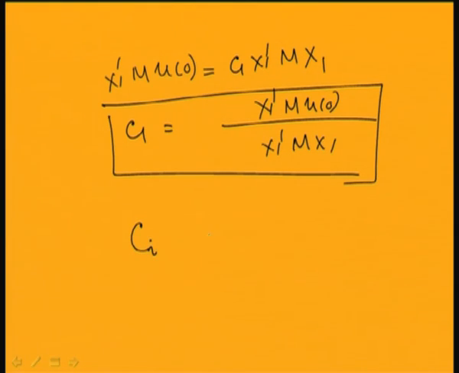The ith modal participation can be written as Ci equal to xi transpose m u0 divided by xi transpose m xi.